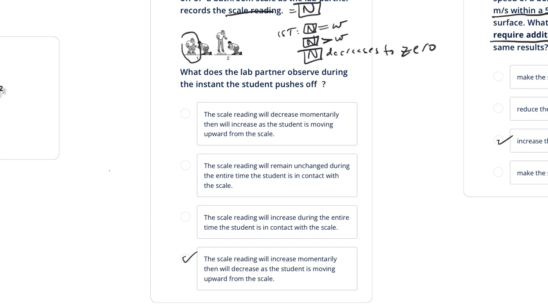Number 7. The diagram represents a force acting on a block that accelerates at 6 meters per second squared. So here's my acceleration: a equals 6. No friction, so there's no friction force going to the left. That just doesn't exist. What's the mass of the block? Basically all we're doing is net force equals ma.